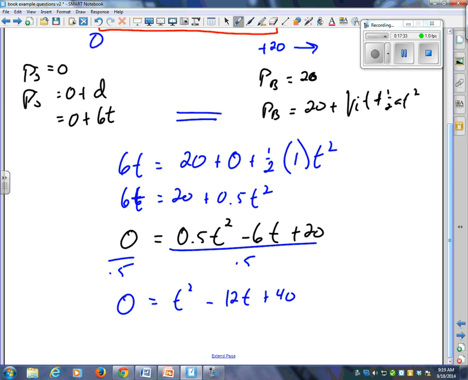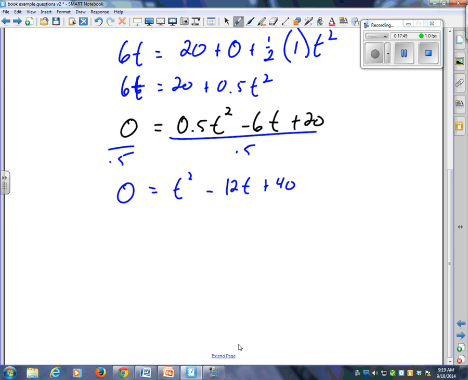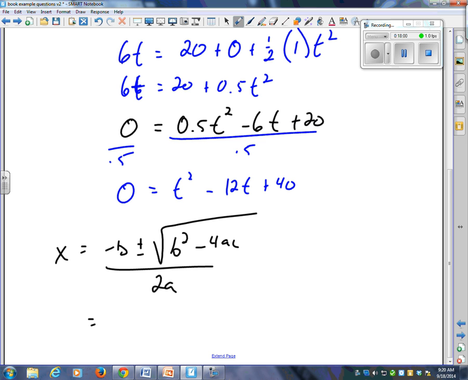Factors of 40 that add or subtract to 12. 4 and 10 is 14. 2 and 20. It's going to have to be some decimal thing, isn't it? Sorry. Minus b is going to be 12, plus or minus.